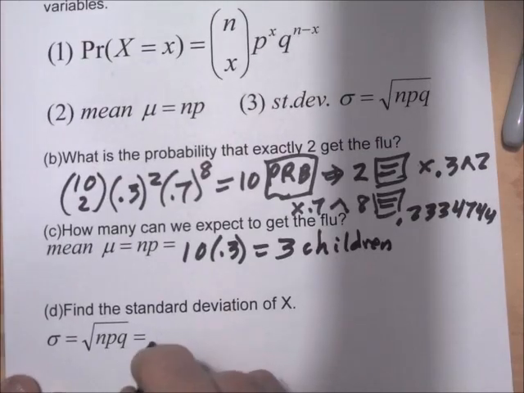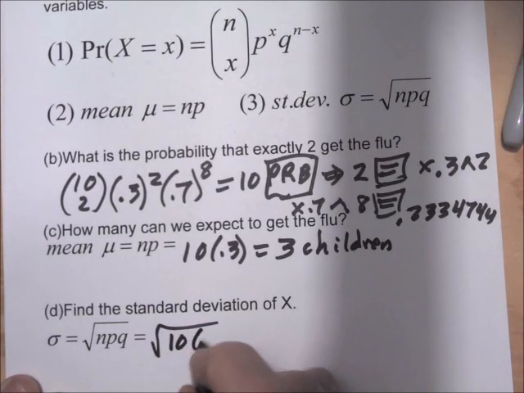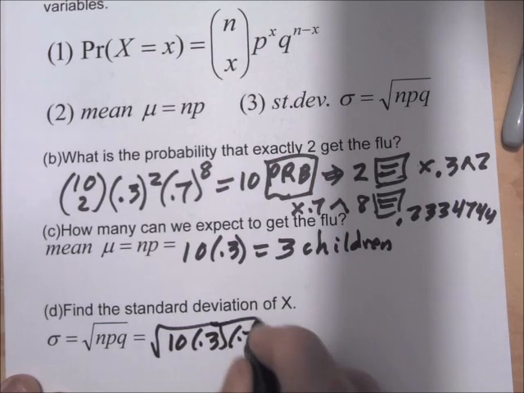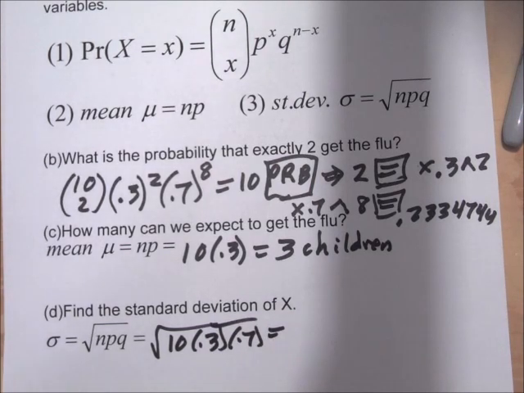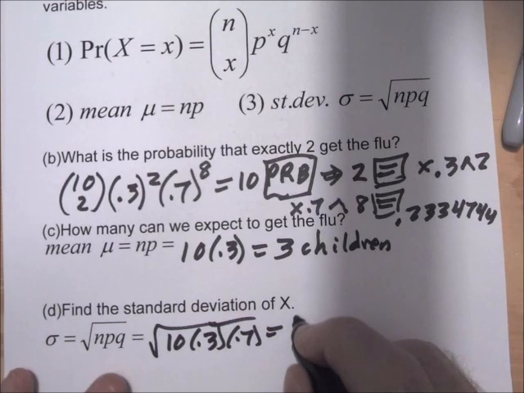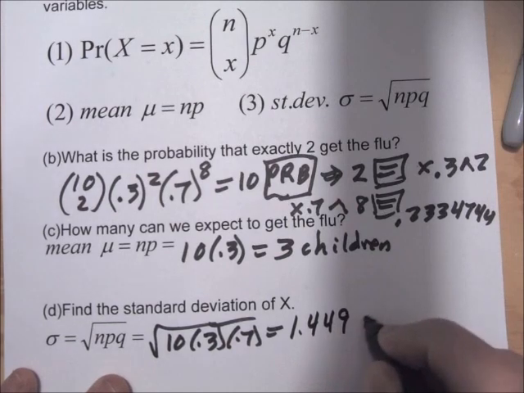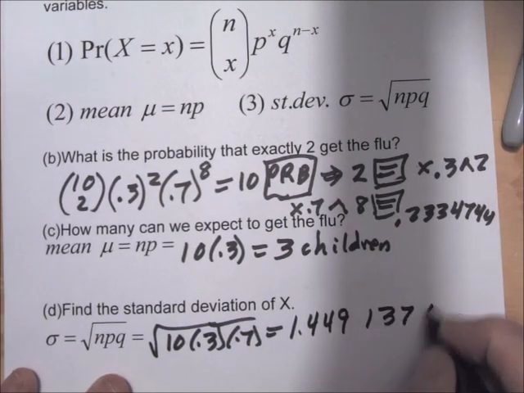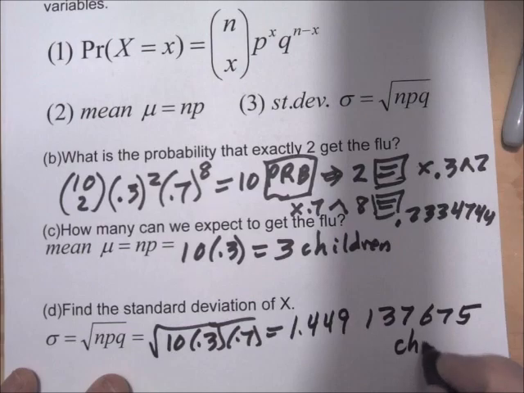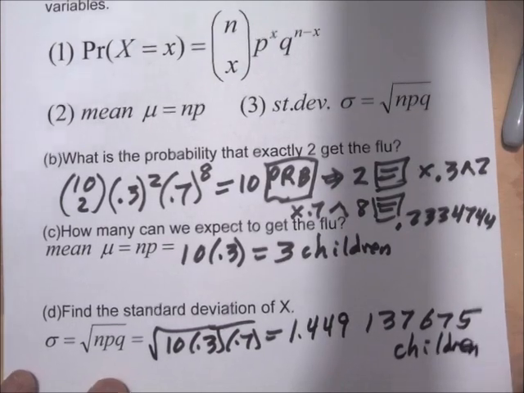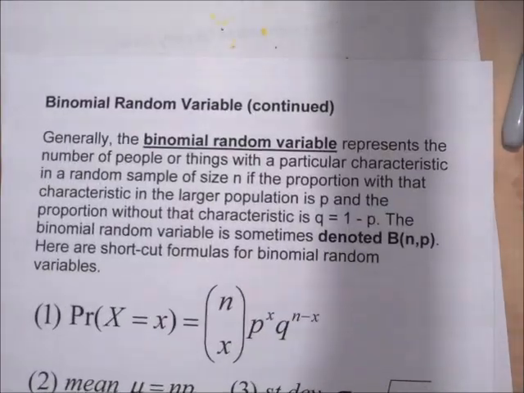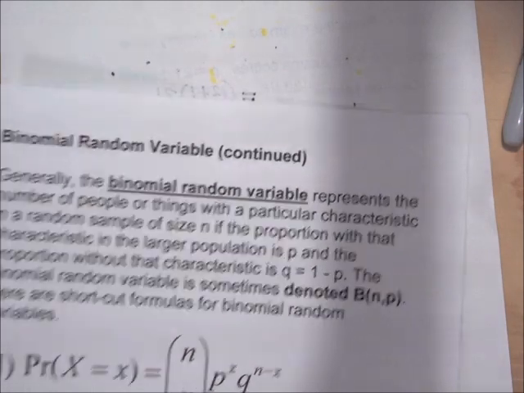Standard deviation, square root of n times p times q. So it's the square root of 10 times 0.3 times 0.7. We get 1.449 37675 children.